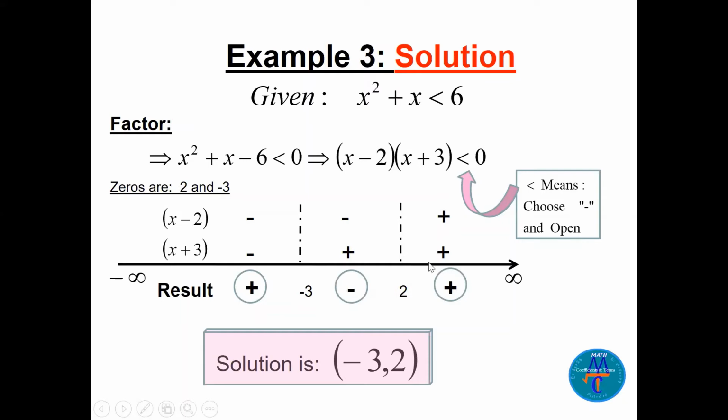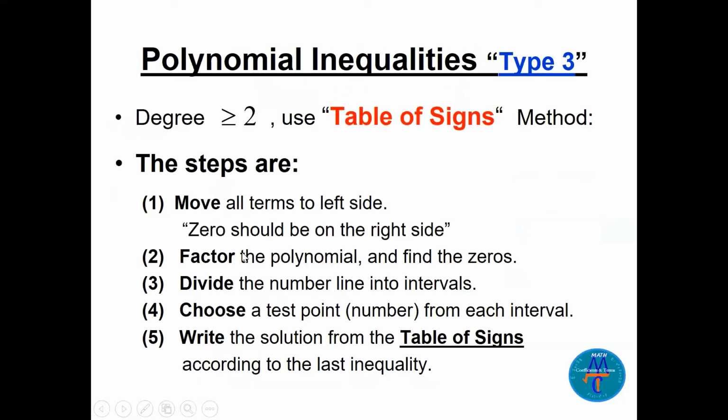It can be 2 numbers, 3 numbers, 4 numbers, 5 numbers, whatever. Put all the zeros there. Now take the factors here. It can be a simple, medium, difficult, or very difficult question. Put all the factors here on the left side. Now look at number 4 here. Choose a test point from each interval.